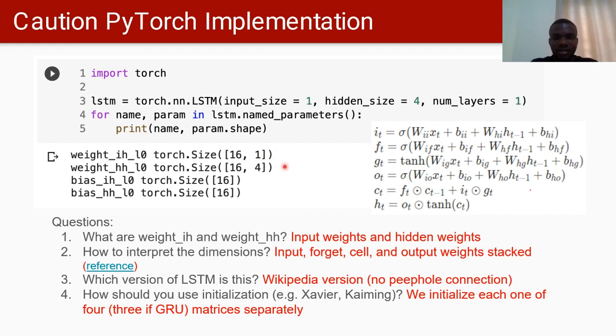Also, for the hidden weights, each hidden weight in the computation has a 4 by 4 size, since it's going from 4 inputs to 4 outputs. When you stack those 4 by 4 weights up, you have a dimension of 16 by 4. So your weight IH, that's your input weight, will be 16 by 1, and your hidden weight will be 16 by 4. Now the LSTM implemented by PyTorch is the classic LSTM, not the peephole version. That is, it does not consider the previous state of the cell during computation. You can also check out the PyTorch documentation for more detailed information about the shapes as we have discussed here. There is a rule for determining the input weights and the hidden state weights and their shapes as well.